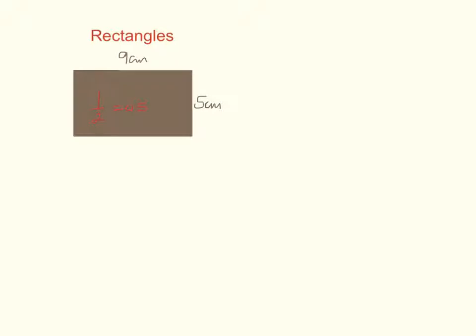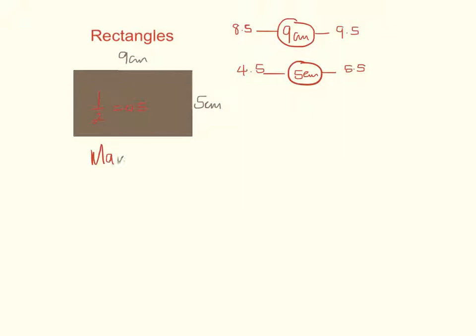Now for my 9 centimeters, I'll write it over here, it means that my upper bound is 9.5 and my lower bound is 8.5. Same thing for the 5 centimeters: my upper bound is 5.5 and my lower bound is 4.5. Now that I've got my upper and lower bound, I can calculate. What I need to find out is the limits of accuracy. Sometimes the exam question might ask you for the limits of accuracy, or they might say find the maximum possible area of this rectangle or the minimum possible area.